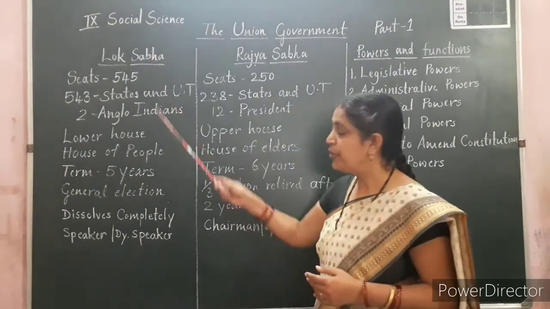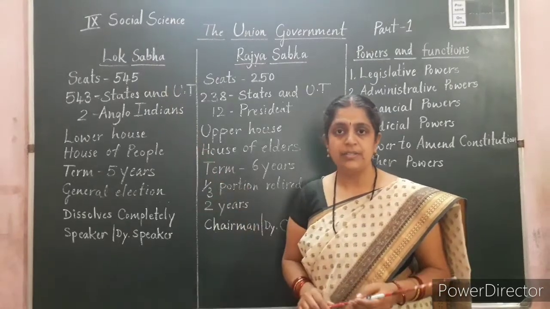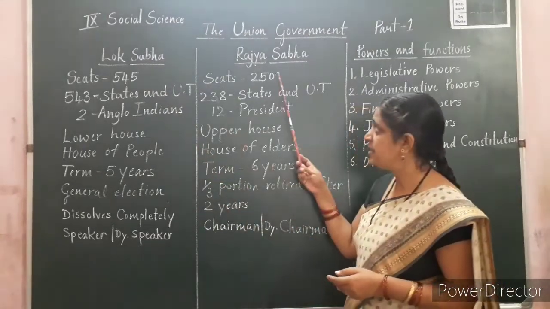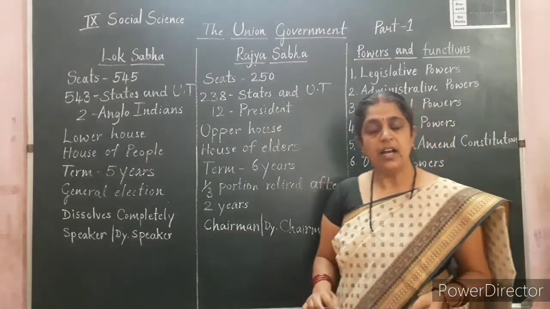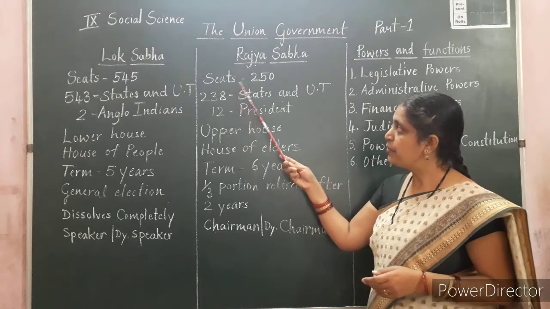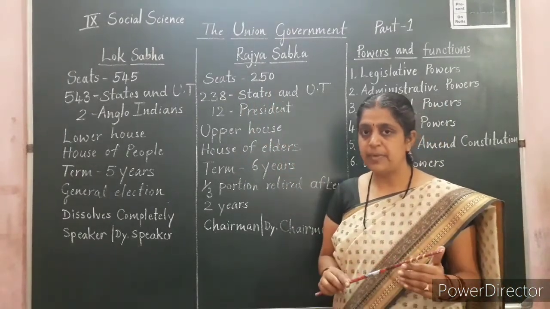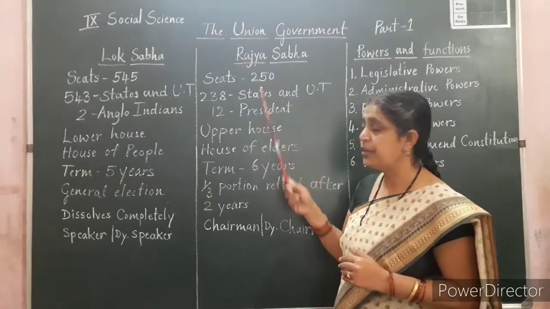So this is about Lok Sabha, also called the lower house. Then we are going to discuss Rajya Sabha. Rajya Sabha is called the upper house. See the details. The maximum number of seats in Rajya Sabha is 250.